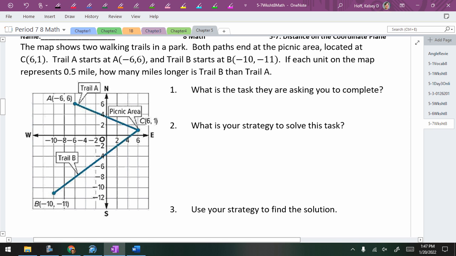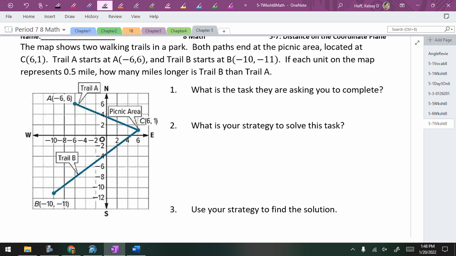So what they're doing at this 1, 2, 3 is just to break down the question. So the first thing they ask us is, instead of having to reread that thing, or if somebody said, summarize what they're asking you to do. What is this problem asking you to do? Say it again. Do you know which trail is longer?